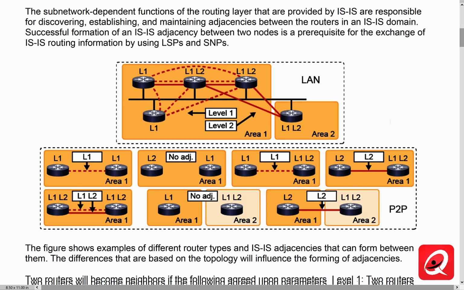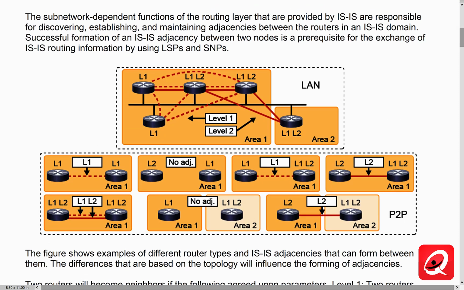So in our next section here, we're going to talk about the adjacency process. We're going to talk about authentication as well. The sub-network dependent functions of routing that are provided by ISIS are used for the exchange of routing information, right? We need to establish essentially the adjacencies. We need to maintain those adjacencies. We need to be able to exchange routing information or network layer reachability information. And it's no different than what we would see with any type of routing protocol, right? That's the whole purpose of the routing protocols.